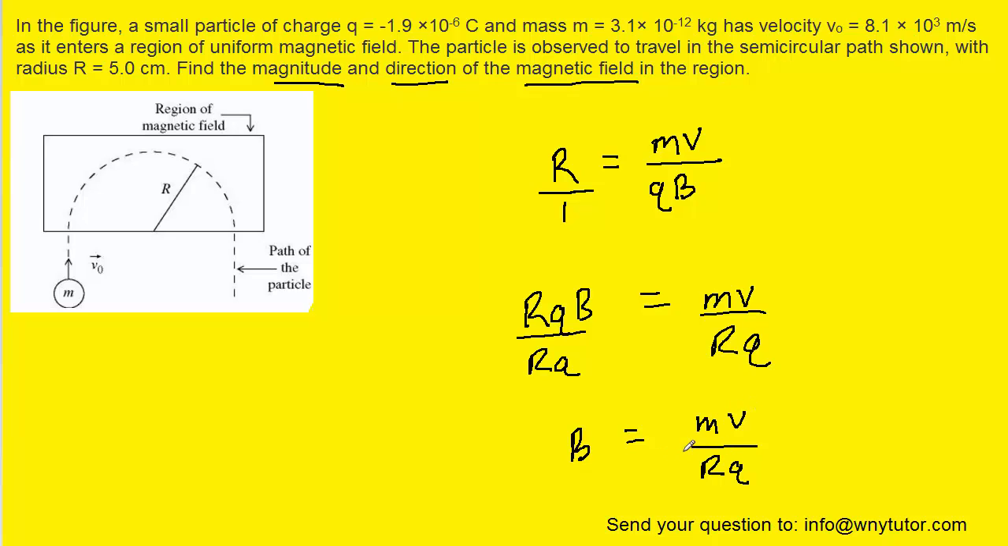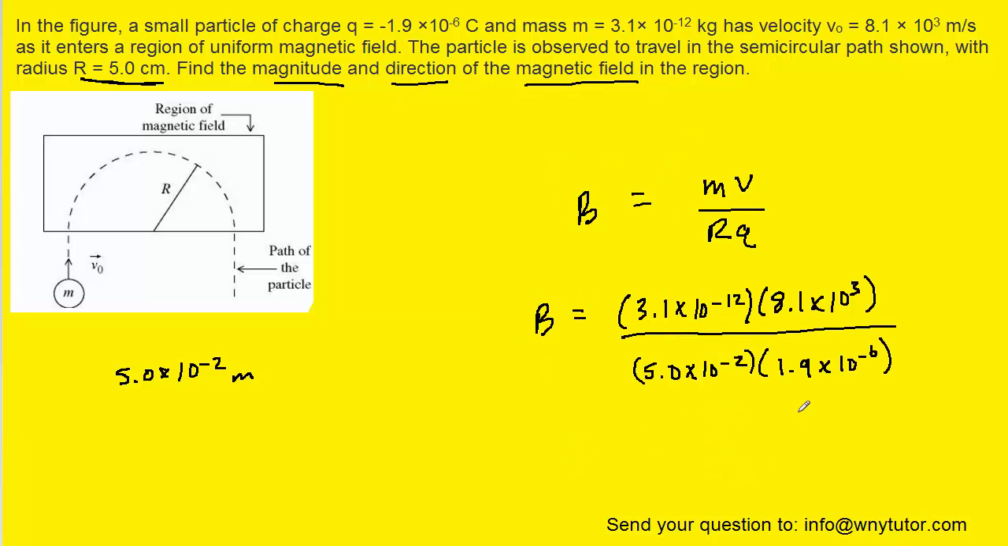Now, luckily, the question has given us all four of these known values. The only thing we have to be careful about is that the radius is given to us in centimeters. So we just have to take the 5 centimeters and multiply it by 10 to the minus 2 in order to convert it into meters. With that conversion, we can go ahead and plug in the known values. So here are all those known values.